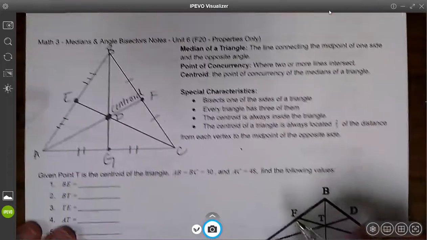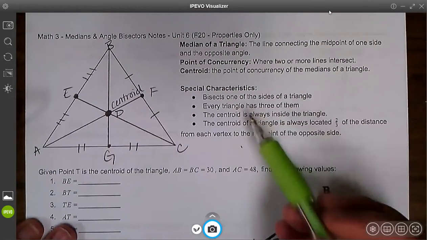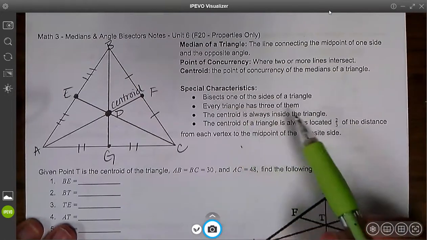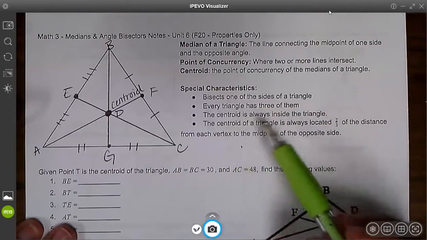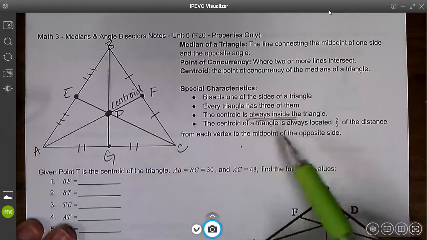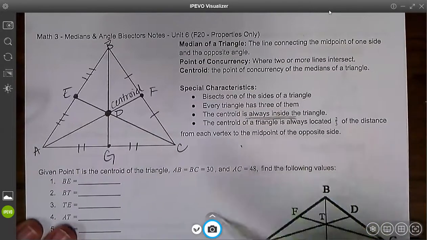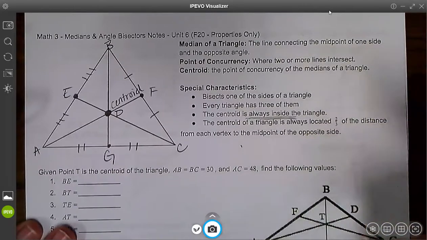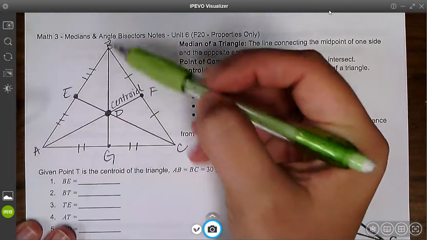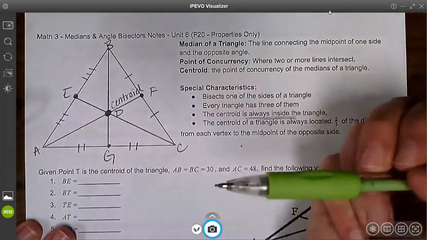So the special characteristics of the centroid, or the medians, is it bisects one of the sides of the triangle. Every triangle has 3 medians. The centroid is always inside the triangle, that's important. And the centroid of a triangle is always located 2/3 of the distance from each vertex to the midpoint. This is called the 2/3, 1/3 rule. It cuts the median into where the bigger portion is 2/3 of the whole thing, and the smaller portion is 1/3 of the whole thing.